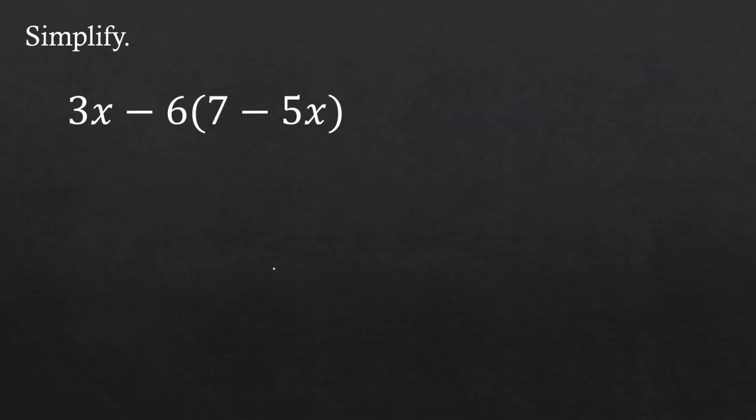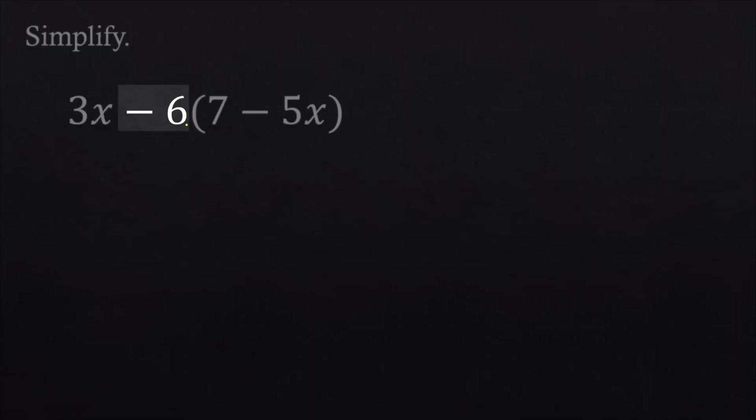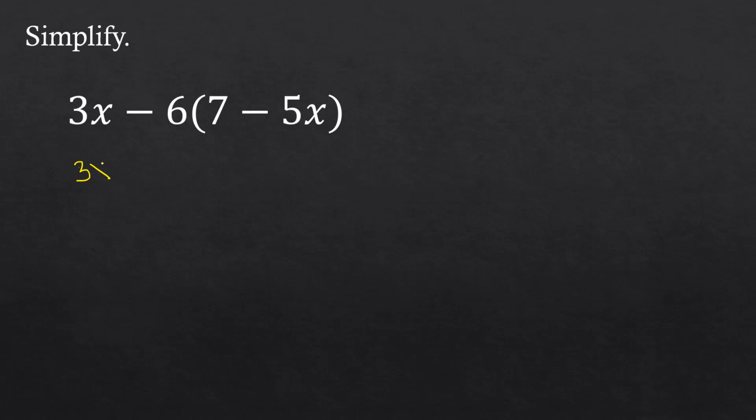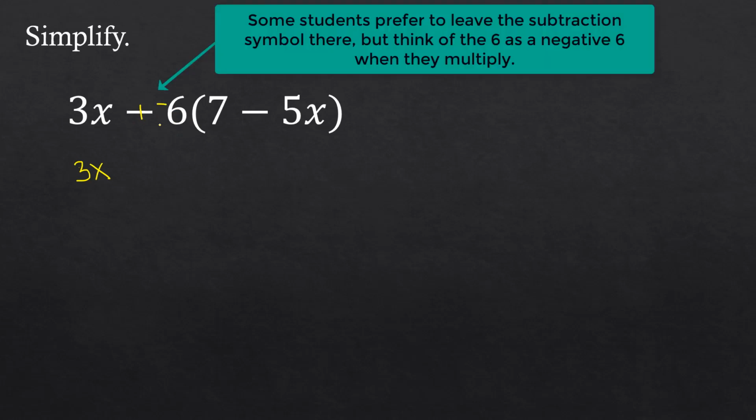One final problem. This tends to be a problem where students make mistakes often, and it's when we're distributing. The reason being is because I have subtraction right before my distributive property problem. So I'm going to bring down my 3x just to start. And I know I have to distribute, but again, I have a minus here in front of my 6. I'm going to change it into plus a negative.